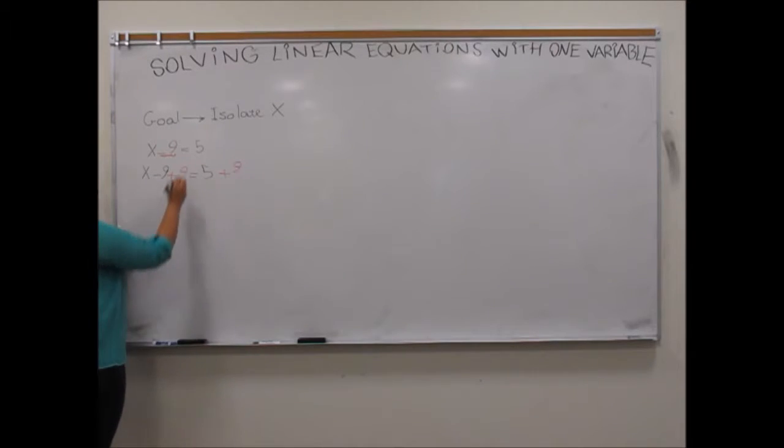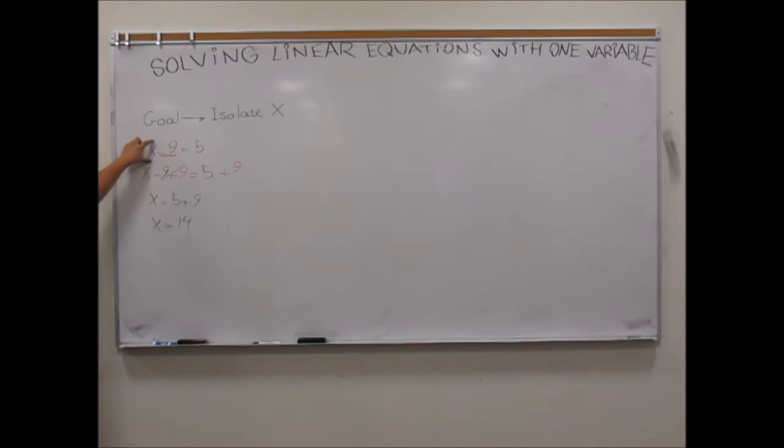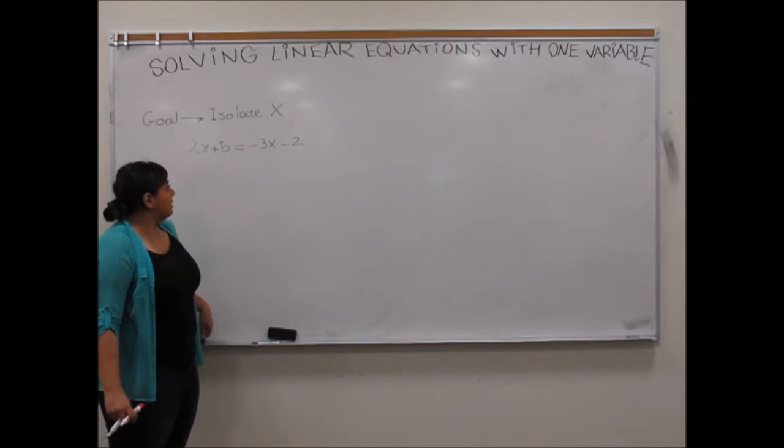So this will cancel out my 9's. So I have x equals 5 plus 9. And what is 5 plus 9? It's 14. So remember to check your solution by putting 14 in the actual equation and checking it. And here it matches. So here, let's go over one more complicated.